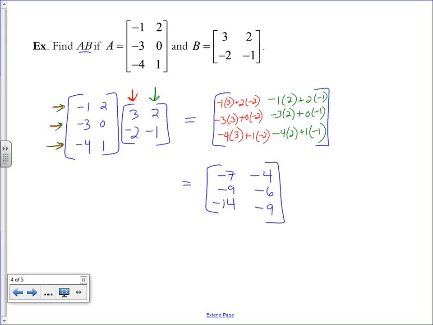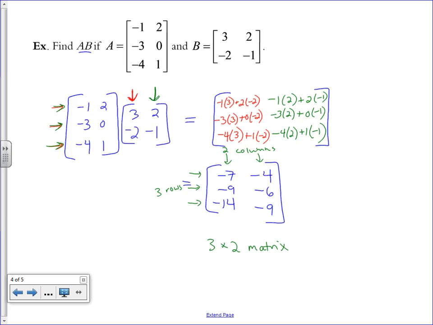And if you count here in our final answer, remember we do rows by columns to say what our matrix dimensions are. So this one has 3 rows. It has 2 columns. So our final answer was a 3 by 2 matrix. And if you look back at the original, it's going to be the same number of rows as the first matrix and the same number of columns as the second matrix. So A, which had 3 rows, and B, which had 2 columns, tells us that our answer will be a 3 by 2 matrix.